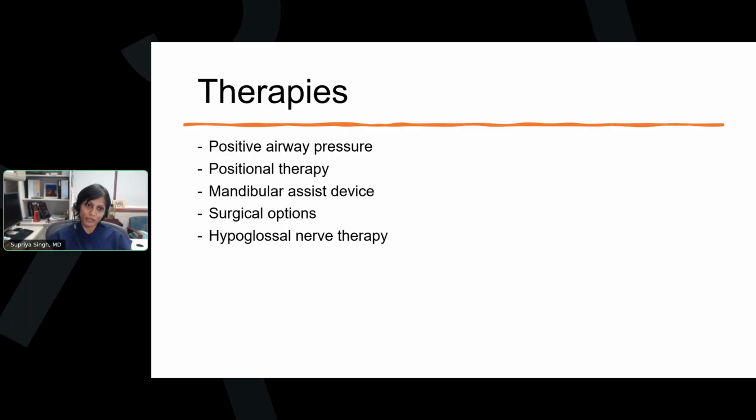The new kids on the block are definitely the hypoglossal nerve therapy, be it a unilateral or a bilateral stimulator. The names of these companies are Inspire and Genio, and certainly these are the new kits that are being utilized to treat OSA.